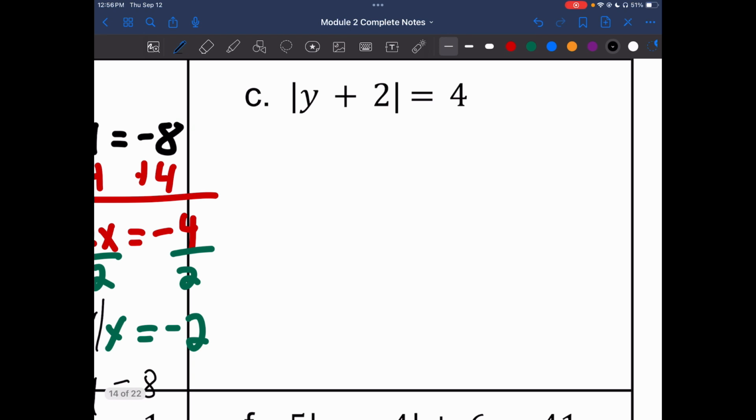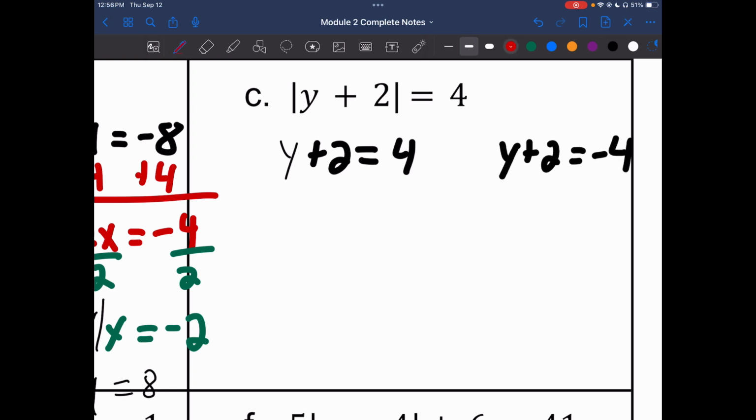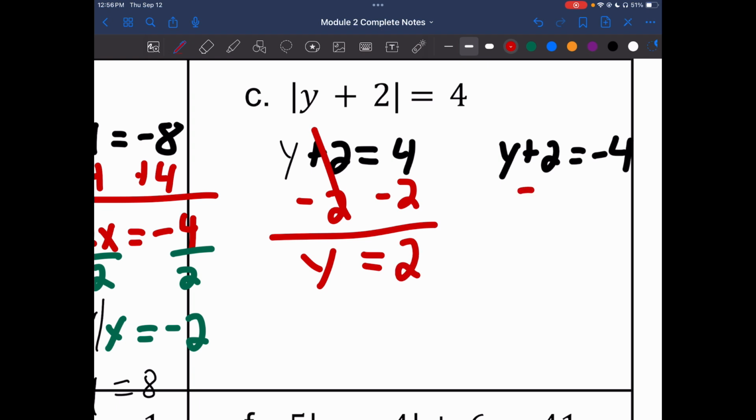All right, letter C. Again, our absolute value is already isolated, so I'm going to separate it. And we've got y plus 2 is equal to 4, and y plus 2 equals negative 4. And this one's a nice simple one step. We subtract 2 from both sides. y is going to be equal to a positive 2. On the other side, if we subtract 2 from both sides, y is going to be equal to a negative 6. And those are our two values that we would use to create a true equation.